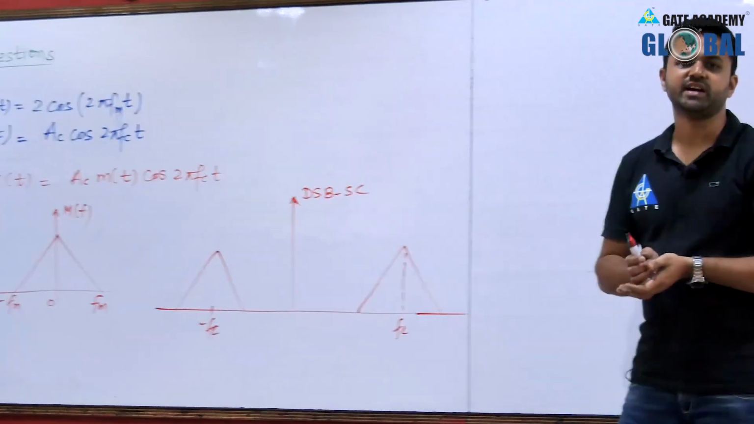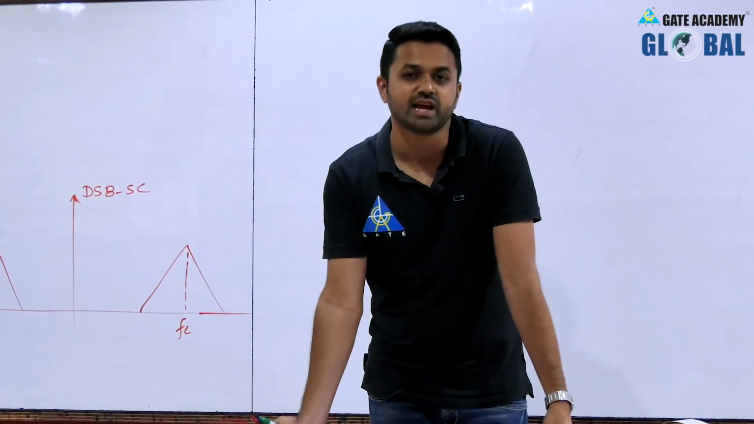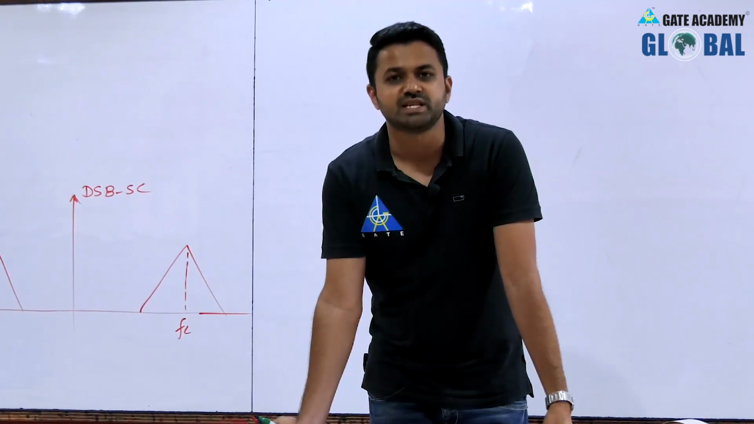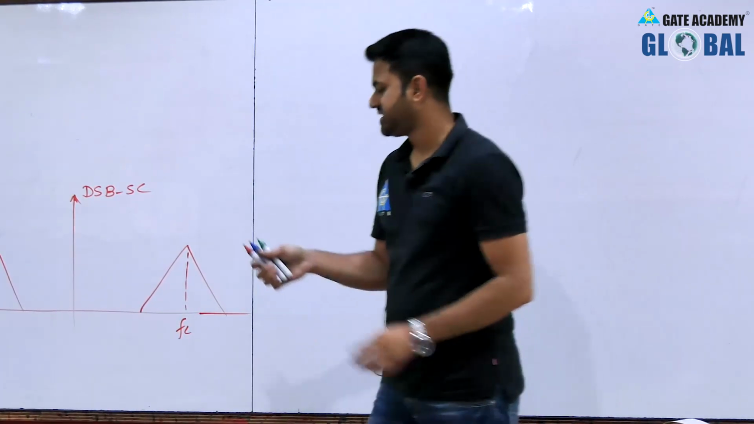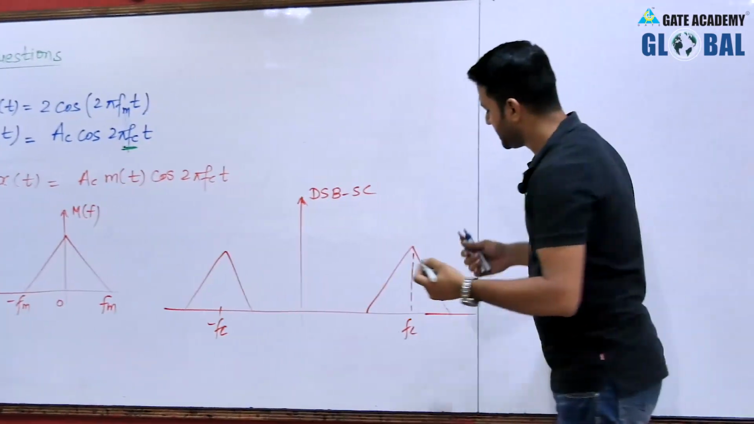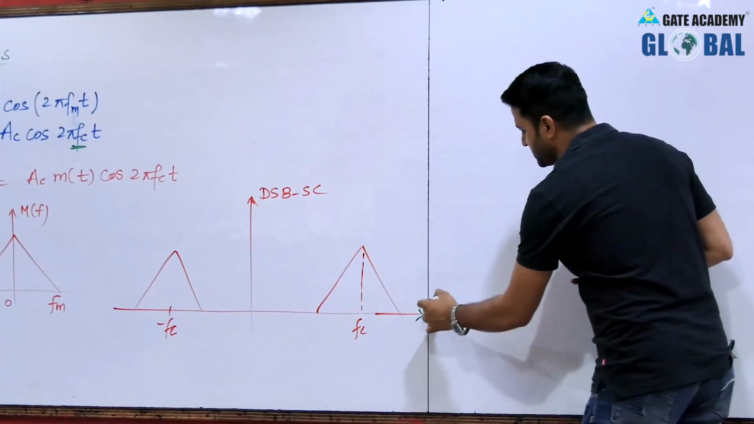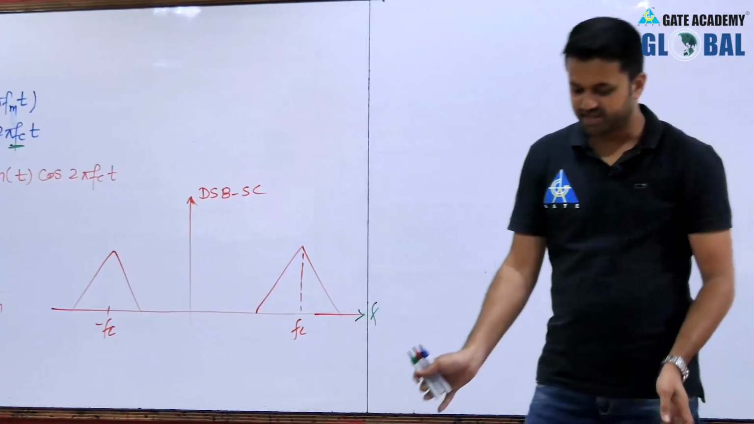But we have to find the AM signal. Conventional AM means double sideband full carrier. The carrier should also be present at the carrier frequency, and here the carrier frequency is fc, so there should be some component at fc, but there is no component at fc. That's why this cannot be our answer. So option A is eliminated.